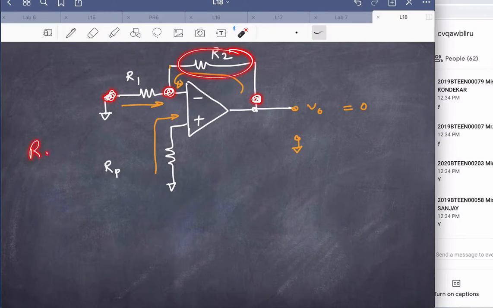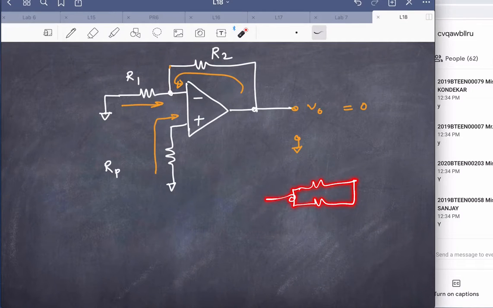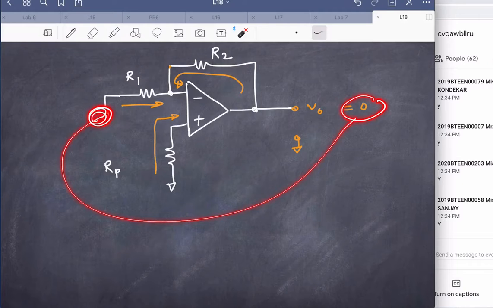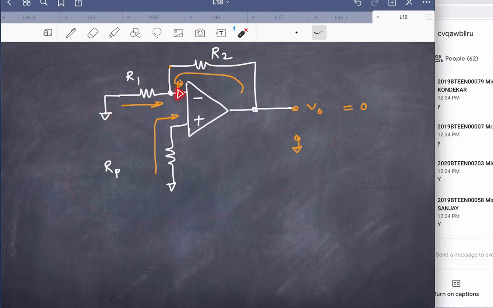So that's why R1 is in parallel with R2 virtually. They are not physically connected to each other like this. They are not connected like this. We know that. But since the voltage at this point is 0 and the voltage at this point is also 0, and these 2 points are already connected, R1 and R2 can be considered in parallel, and the total current is flowing here. Total current is flowing. The same current is flowing here. So the effect of R1 R2 is equivalent to parallel combination of R1 R2 at this point.